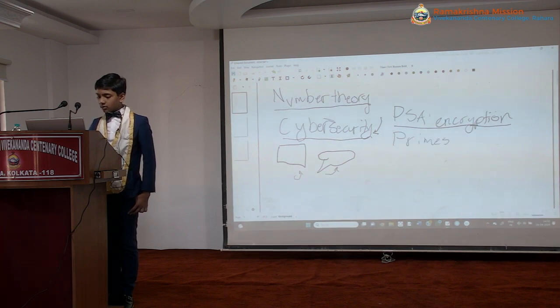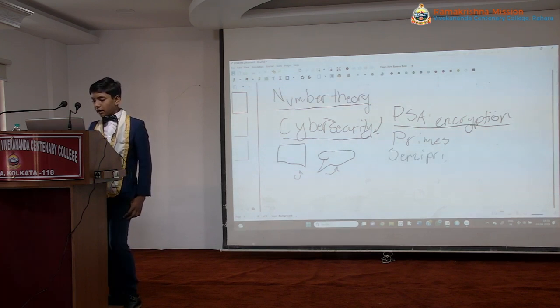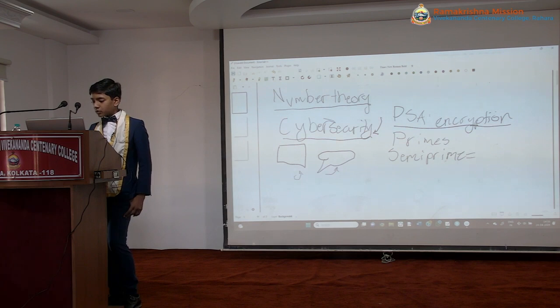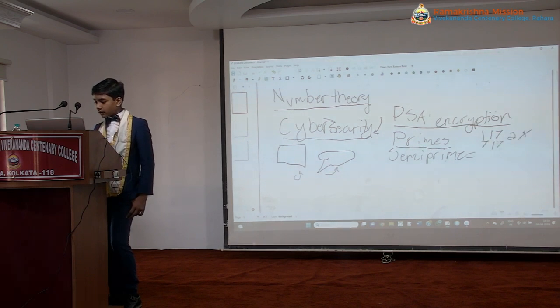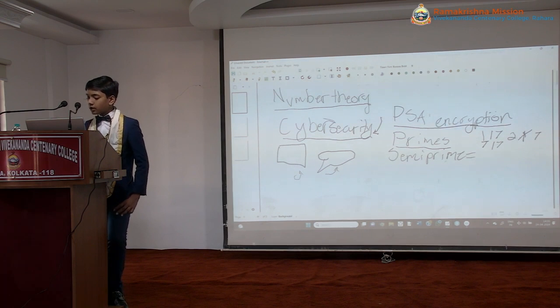Essentially, it takes a number known as a semi-prime. A semi-prime is a number that is the product of two prime numbers, or numbers that have no proper divisors other than 1 and itself. Like 7, for example, 1 divides 7, 7 divides 7, but 2 does not divide 7. So, a semi-prime would be something like 77, which is 7 times 11. 7 and 11 are both primes, as you can see.